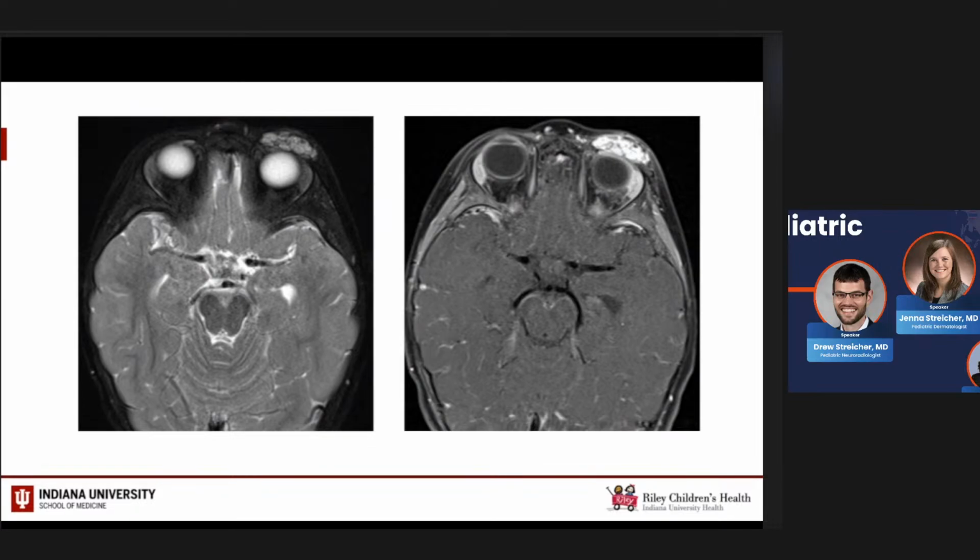Yeah, and I think that's a good point. So I don't frequently need to order imaging for infantile hemangiomas.